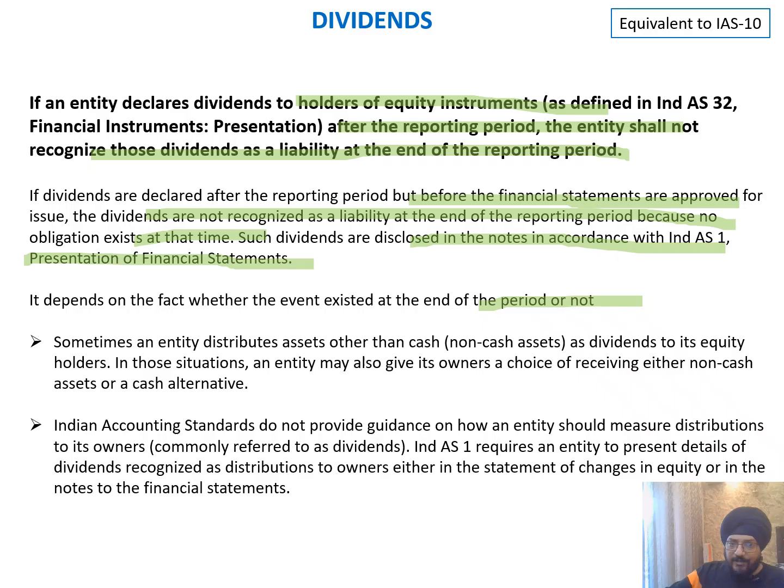Sometimes an entity distributes assets, that is, it does not give cash but gives an asset. That requires a disclosure as per IND AS 1, wherein we need to disclose the amount of the dividend that has been given to the owners, and the representation has to be done in my SOCE, which is my statement of change in equity. So a very simple thumb rule: as per IND AS 10, there is no adjusting event for the proposed dividend which is being proposed in the board meeting.